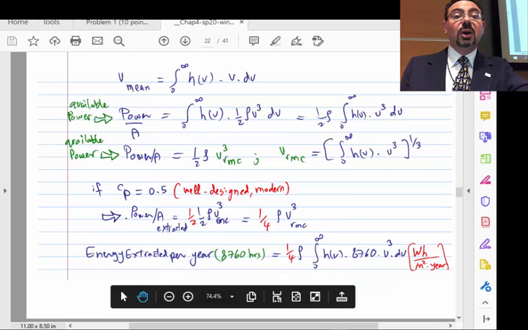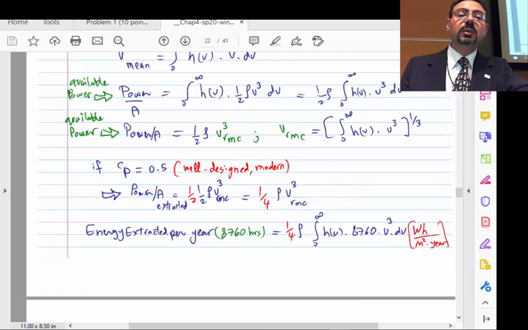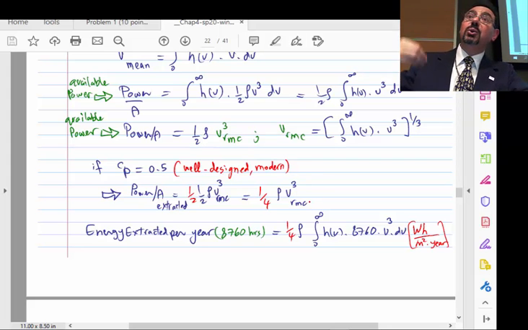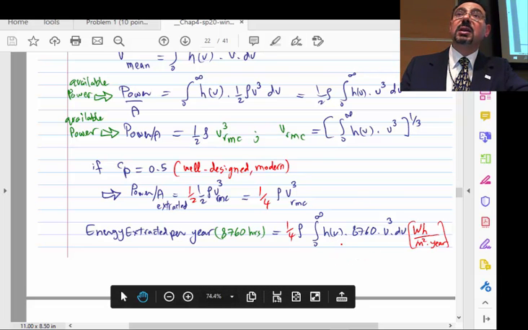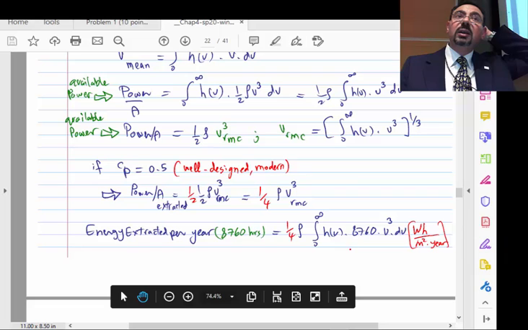Alright? So if CP is 0.5, and we said 0.49 is more like it, but assume 0.5, then the power extracted would be half of what is available. And so he's saying, well, the power extracted then would be a quarter rho A V cubed. Okay, that's the available power. So the energy, the joules, this is just in megawatt. This is what's available in megawatt. To turn this into joules, we need to multiply by the hours. And how many hours does the velocity stay in each category?